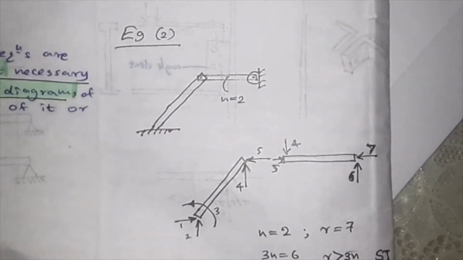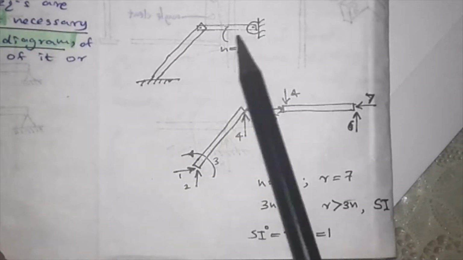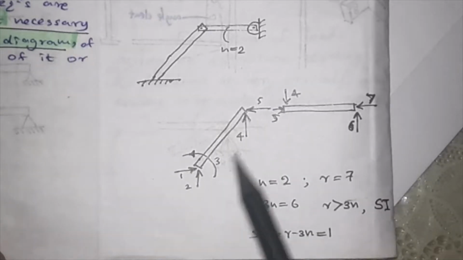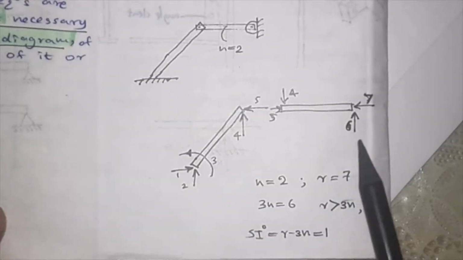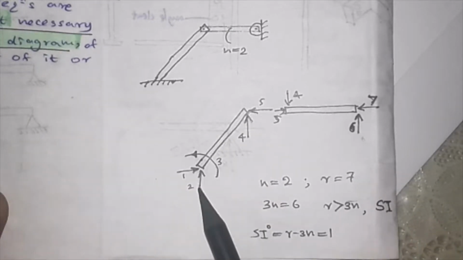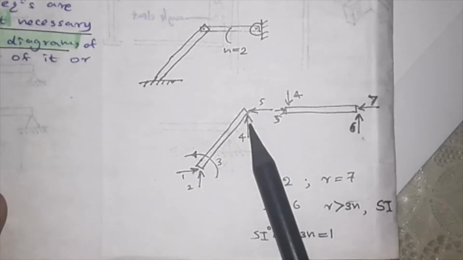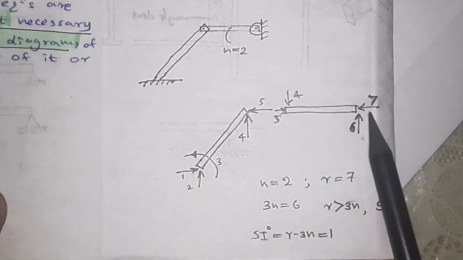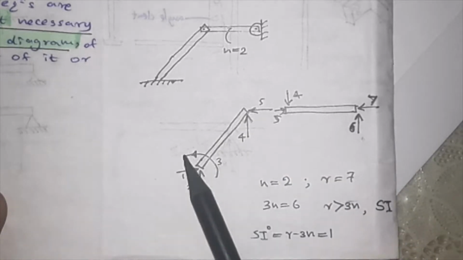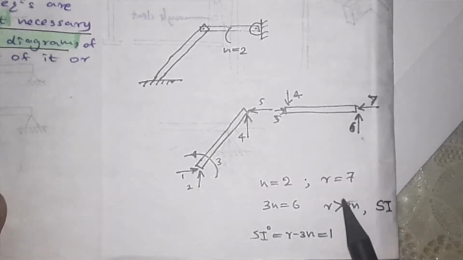And in this next example, we have 2 elements. The number of elements n is equal to 2, and when we count the number of reactions, here we have 2 reactions, here 2, but these 2 are at the same point, horizontal forces, and here you have 2 reactions. So all together, 1, 2, 3, 4, 5, 6, 7 reactions are there. The number of elements is 2.